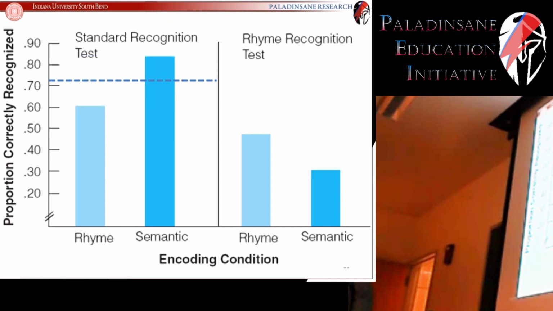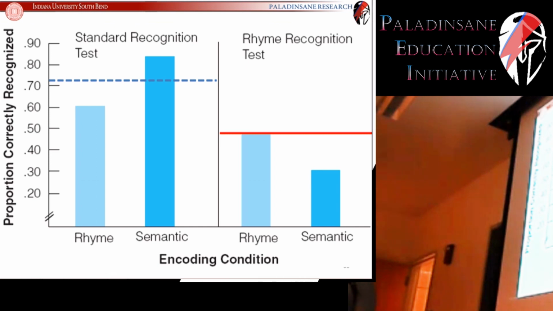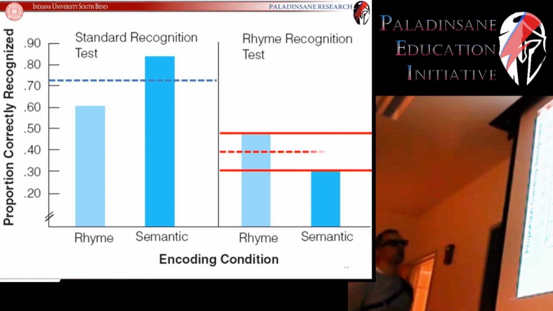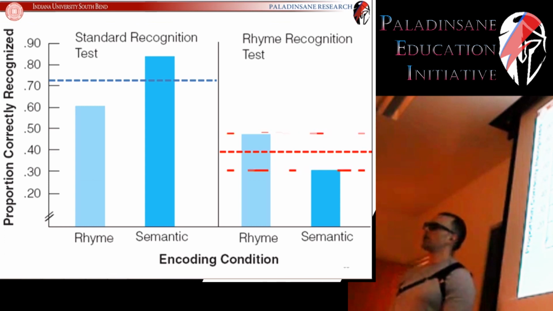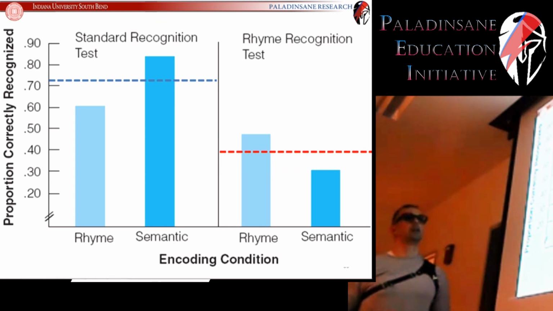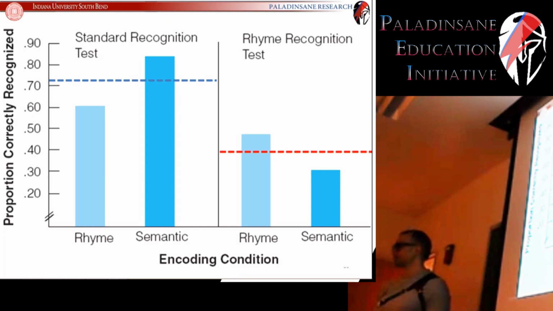You take a look at the rhyme recognition test. That's how rhyming encoders did on the rhyme recognition test. That's how semantic encoders did on the rhyme recognition test. That's how subjects on average did on the rhyme recognition test. And you can see that there is a big difference here. You do way better on standard recognition tests than you do on rhyme recognition tests.